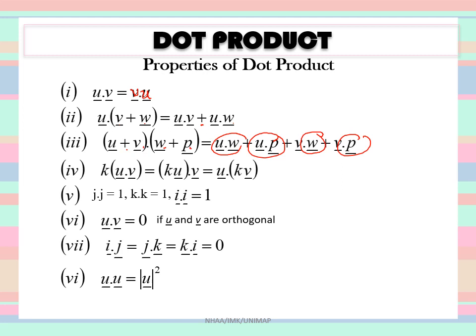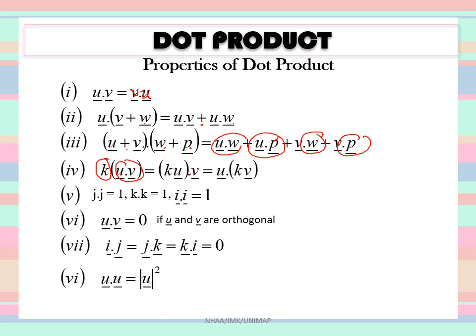Okay, and then let's say if you have a scalar k here, you need to multiply with dot product of vector v and vector u here. You also can multiply the scalar to one of the vectors and then perform the dot product.